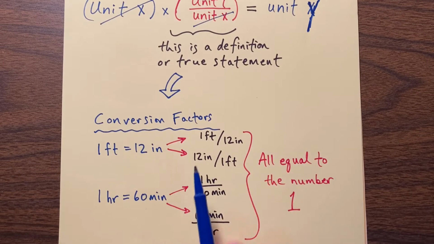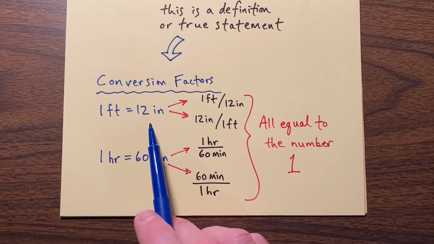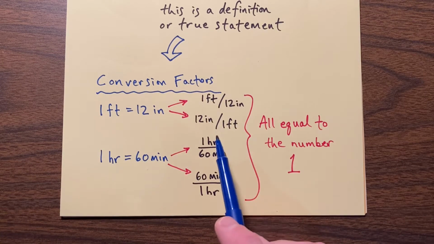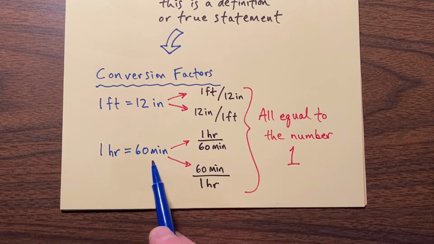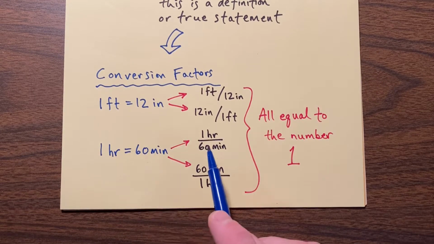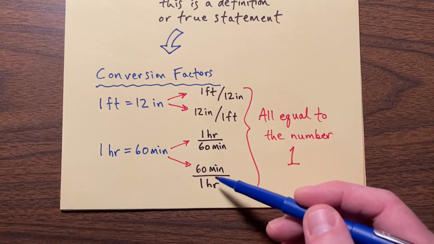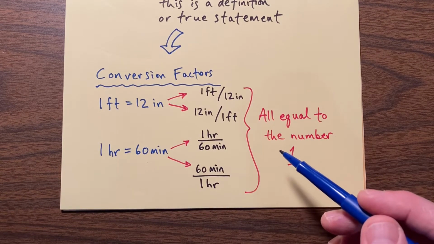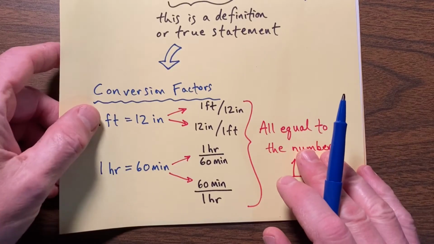Conversion factors are, as I said, true statements. 1 foot equals 12 inches means two things: 1 foot over 12 inches or 12 inches over 1 foot. You write them as a fraction. 1 hour equals 60 minutes can be written as 1 hour over 60 minutes or 60 minutes over 1 hour. So again, the numerator is equal to the denominator, so these are just equal to 1, and therefore they don't really change anything other than the unit.